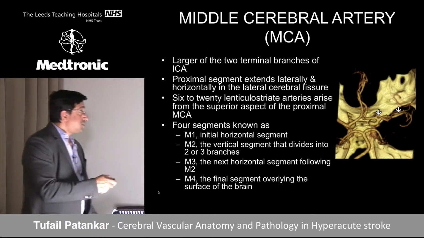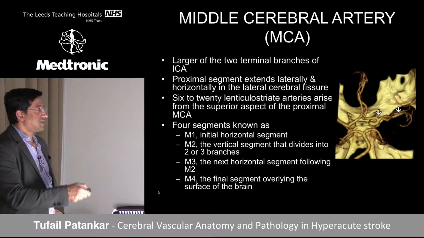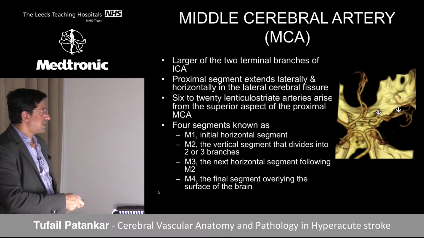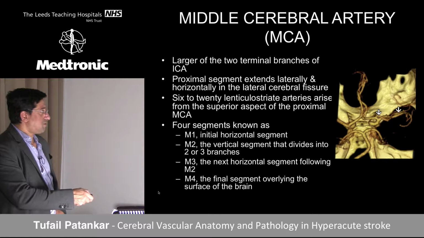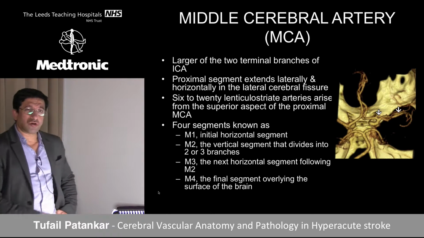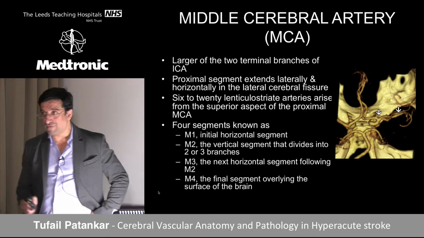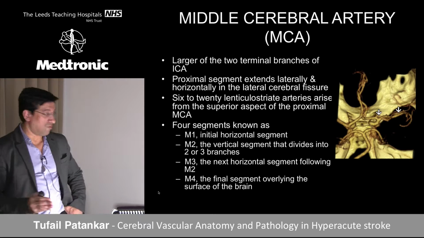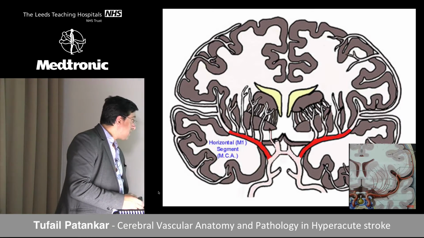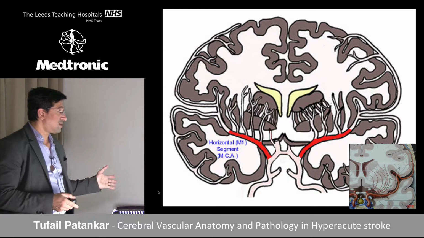The MCA has two branches, and it goes horizontally, then goes into the fissure, and then it will take a turn. You've got a lot of lenticulostriate branches, and you've got four segments here. From our point of view, we are looking at the moment at M1 and M2. I'm really not sure what the results of thrombectomy in M3 and M4 are. I don't think we are at the moment even considering that, at least not in the UK. There are other places that do it, not us.